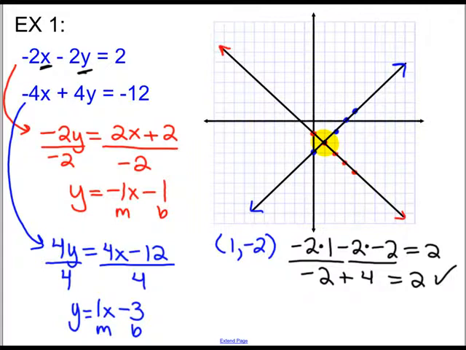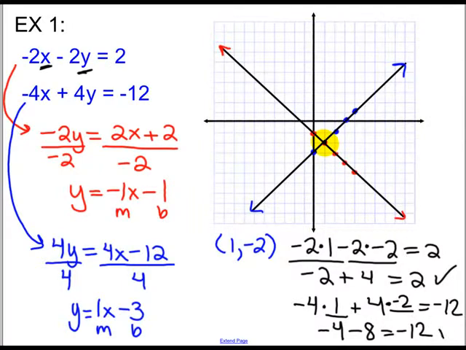So I repeat the process for the second one. Negative 4 times my x, which is 1, plus 4 times my y, which is negative 2. The question is, does it equal negative 12? Negative 4 times 1 is negative 4. 4 times a negative 2 is negative 8, and a negative 4 and a negative 8 make a negative 12, which means that works as well. So since it works in both, here's our answer to our problem.